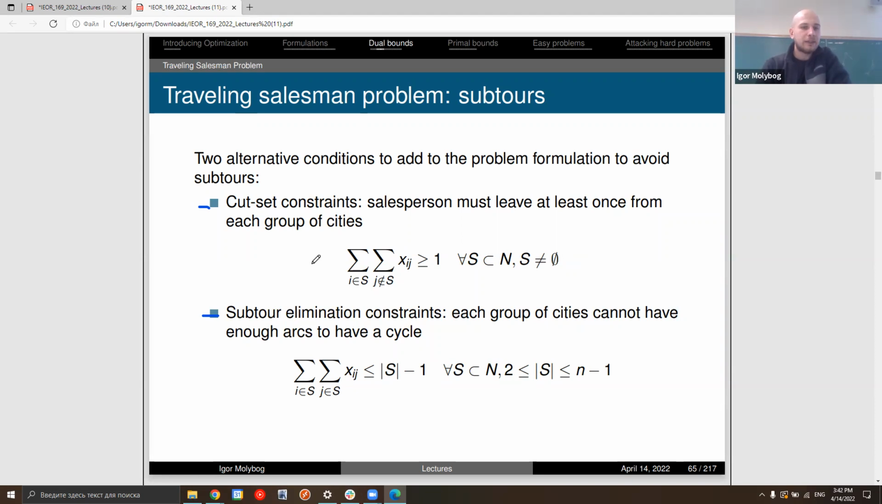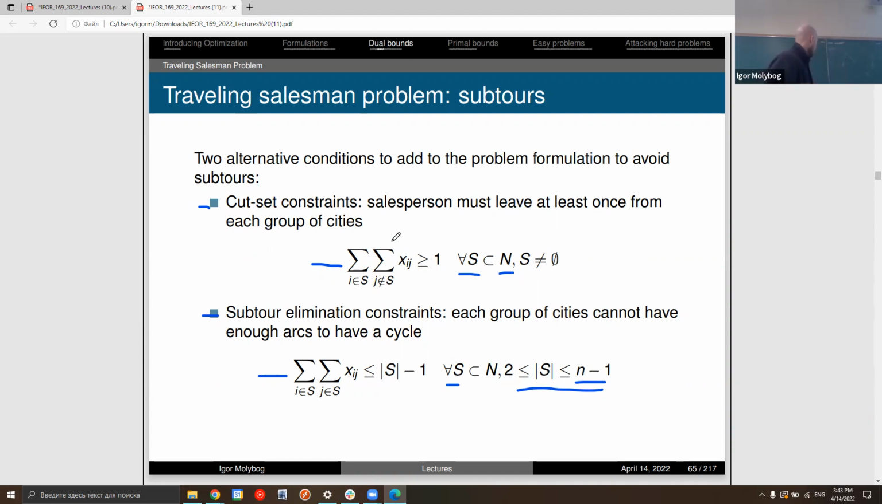So here we had an inequality for each subset of n nodes, and here we also had an inequality for each subset of nodes that has a cardinality greater than 2 and less than n minus 1. And how we constructed, for example, these cut set constraints: we had an understanding that a salesperson must leave at least once from each group of cities.